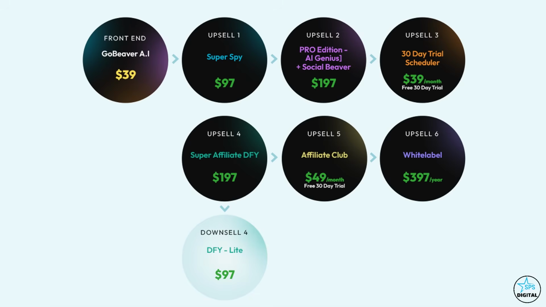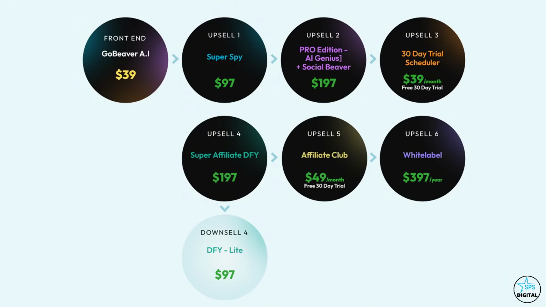OTO 1, Super Spy Pro, $97 one time. Upgrade number one is all about deeper intel. Super Spy Pro digs further into ad libraries so you can see exactly which creatives and angles are scaling right now. No extra monthly fee, just a one-time $97 if you want the advanced spy tools. The sales page doesn't list bonus features beyond that core upgrade.